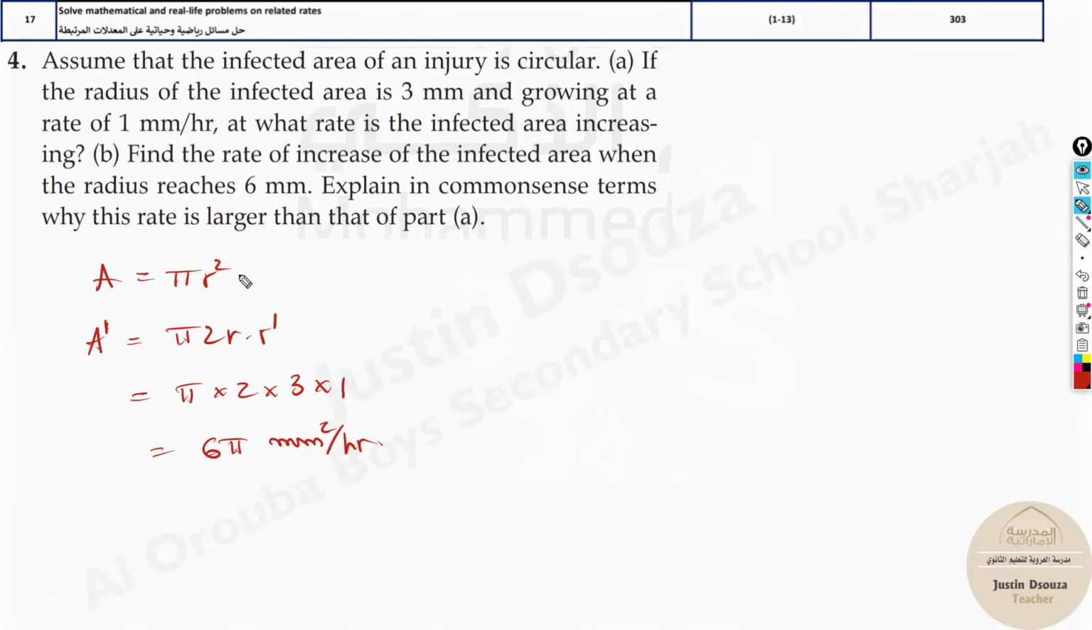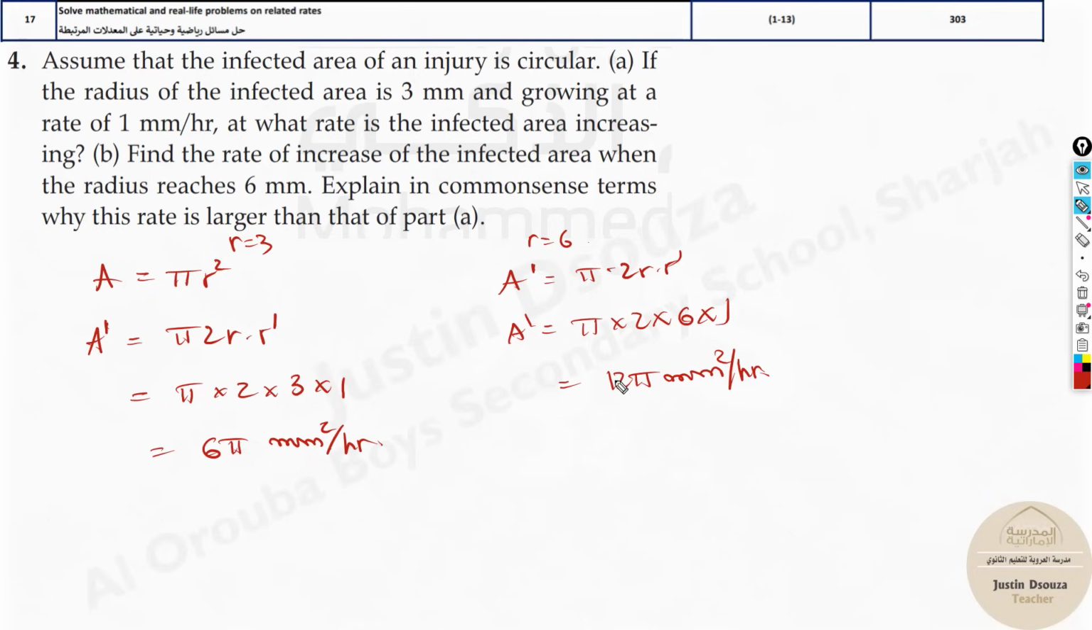Now the next one, what did they tell? They have told, if the radius is 6, the r value is given as 6. Over here r was 3, now r is equal to 6. Let's solve it. Same thing, A dash is pi into 2r into r dash, right? Let's substitute. It'll be pi times 2 times 6 times 1, and this will be 12 pi mm squared per hour. Very simple.